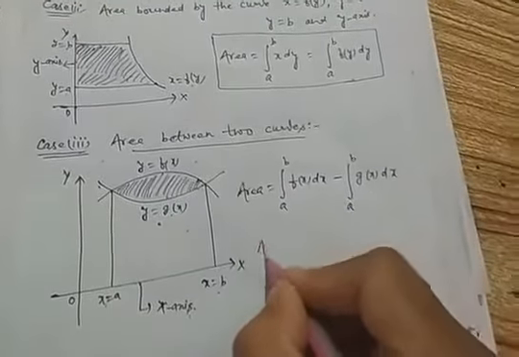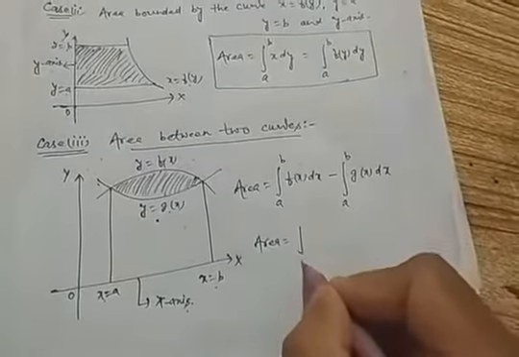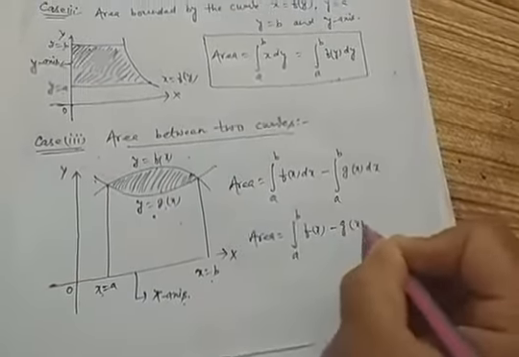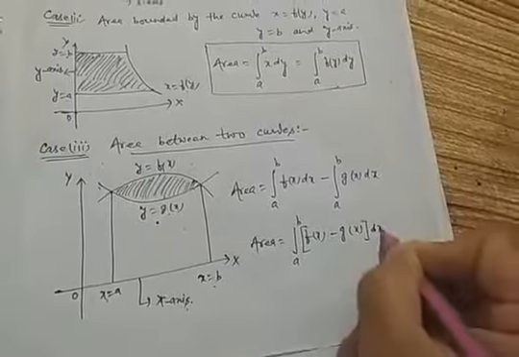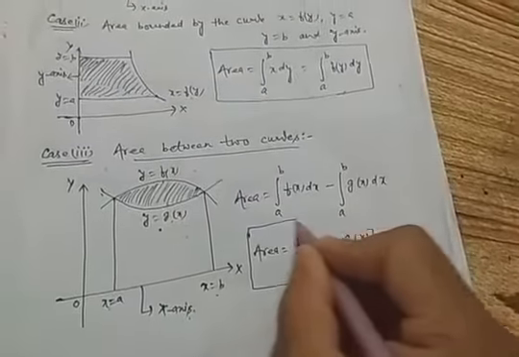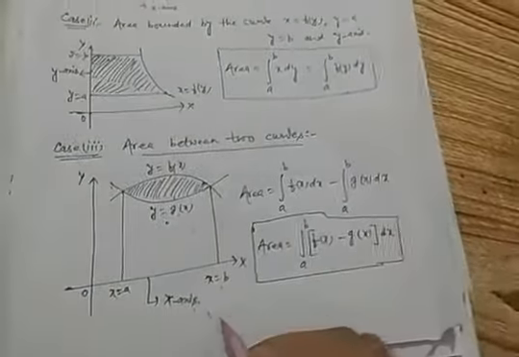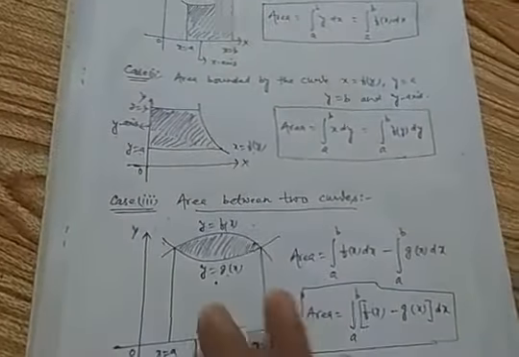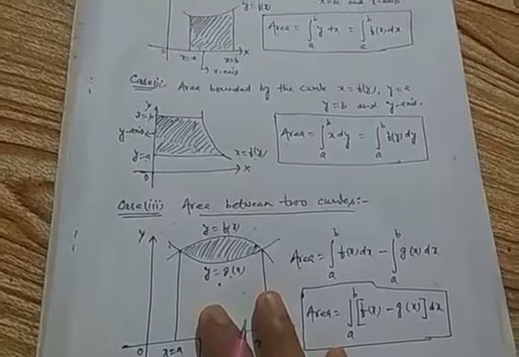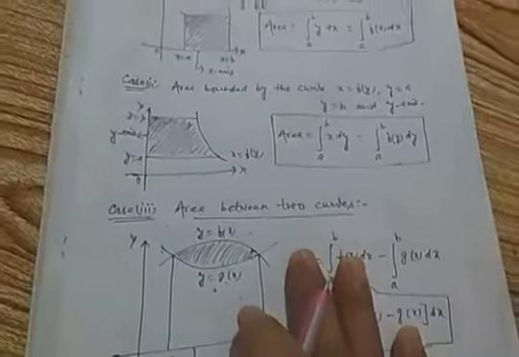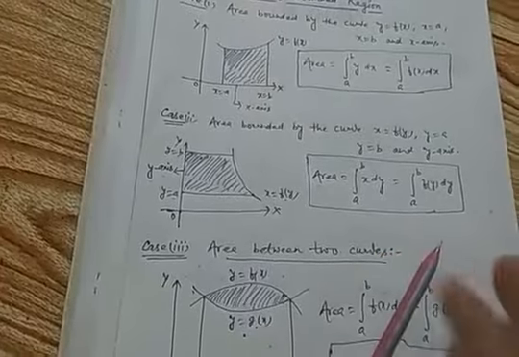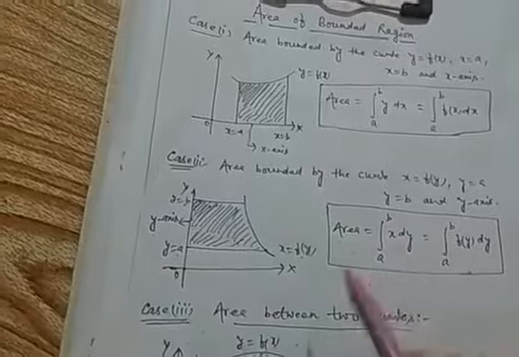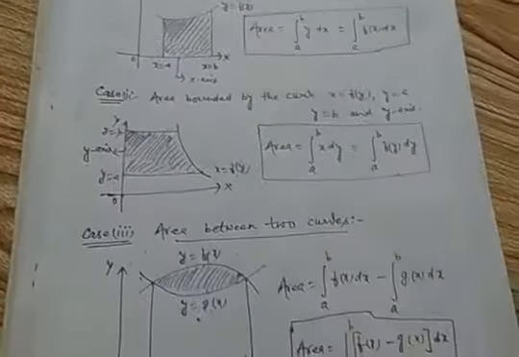So finally, students, we can write the area as the integration from a to b of [f(x) minus g(x)] dx. With the help of this concept we will solve further questions, so watch this concept carefully for finding the area of a bounded region.